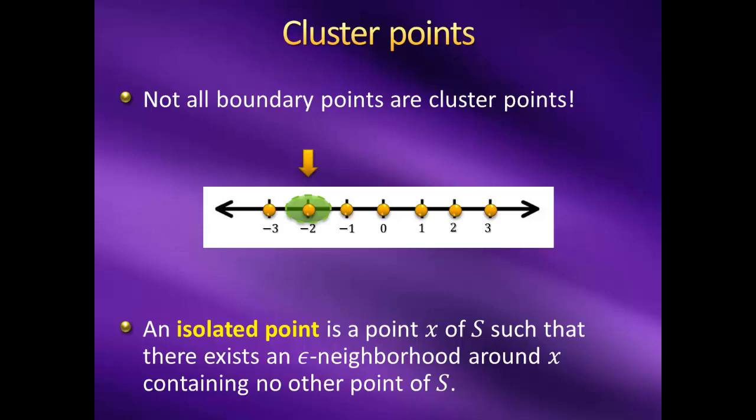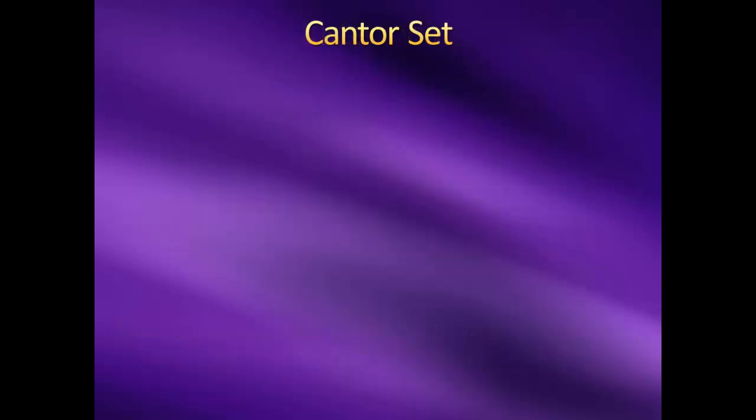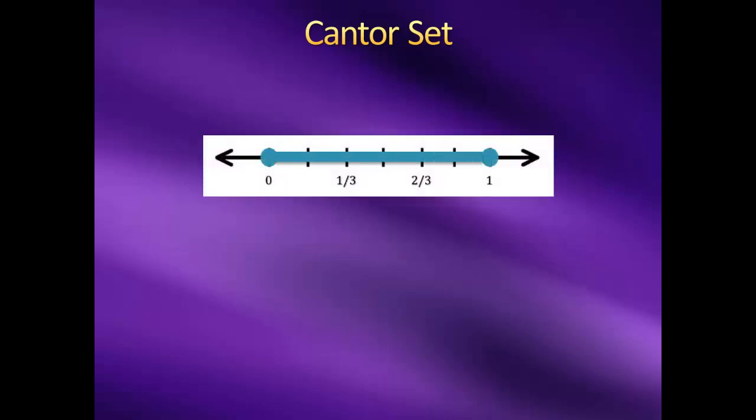Now, before I close out this lecture, I'd like to introduce you to a truly bizarre set that has some strange properties, called the Cantor Set. Here's how Cantor came up with this set. First, we start off with the closed real interval from 0 to 1. Next, we delete the middle third of the set, the open interval from 1/3 to 2/3. So now we're left with two closed intervals, one from 0 to 1/3 and one from 2/3 to 1.